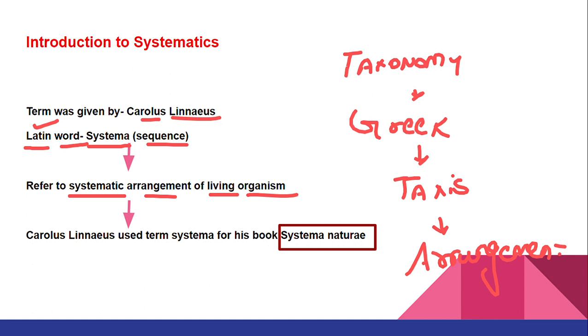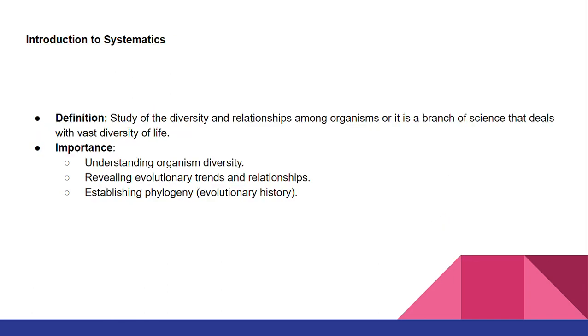Now this gives us information on how we are supposed to arrange organisms. Are we supposed to put them randomly anywhere in any classification or category? No, we are not supposed to do that. Carl Linnaeus used this term. The word systema was used by Carl Linnaeus in his book Systema Naturae. You are supposed to remember the name of the book, right?